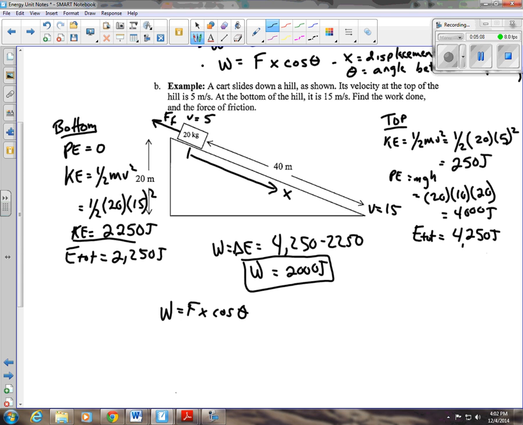So now I can just do my work is 2,000 is F times x, and x is the distance it went. I don't want to use this height of 20. I want to use the distance it went down the hill. So I'm going to use 40 here. And then I find that the force of friction is equal to 50 newtons.